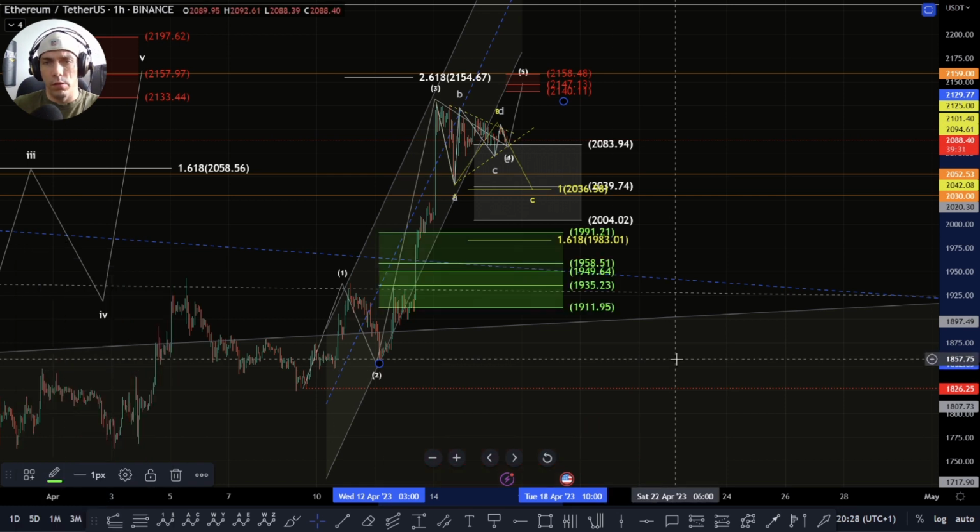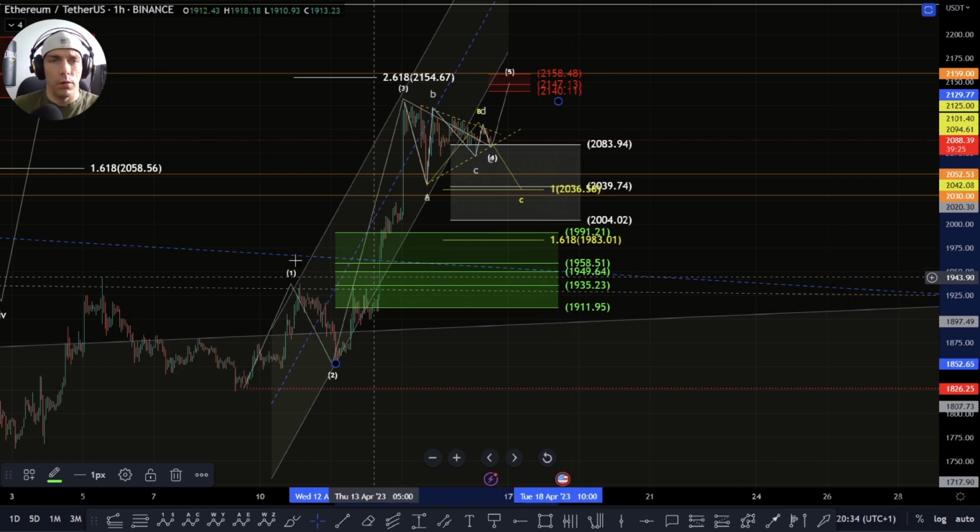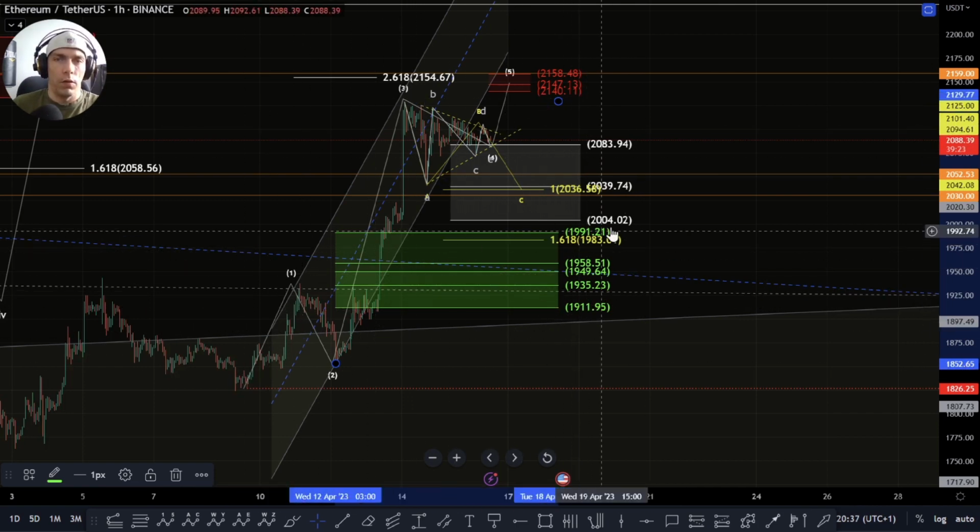And I'm going to just throw this simple zone on here. But once we start to lose this 1911, potentially then we have to reevaluate this count and there could be something else going on here. But until we actually do that, the potential is still to the upside here, in my opinion, as long as we hold these key support zones.